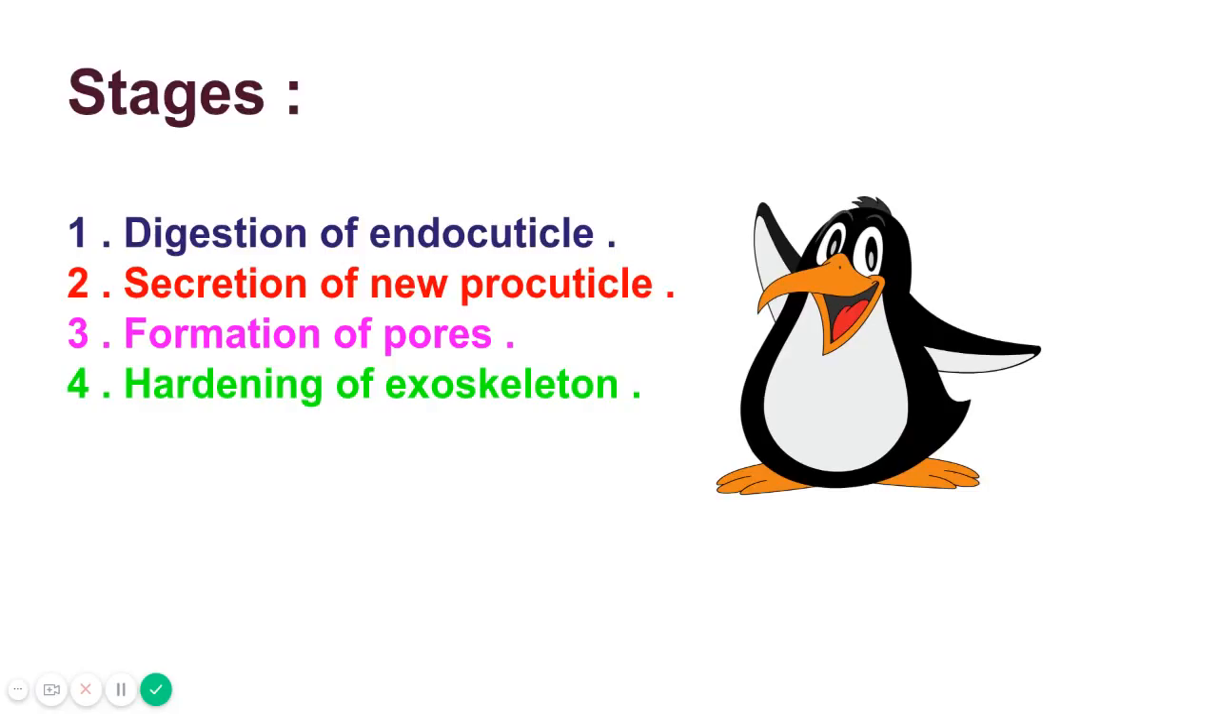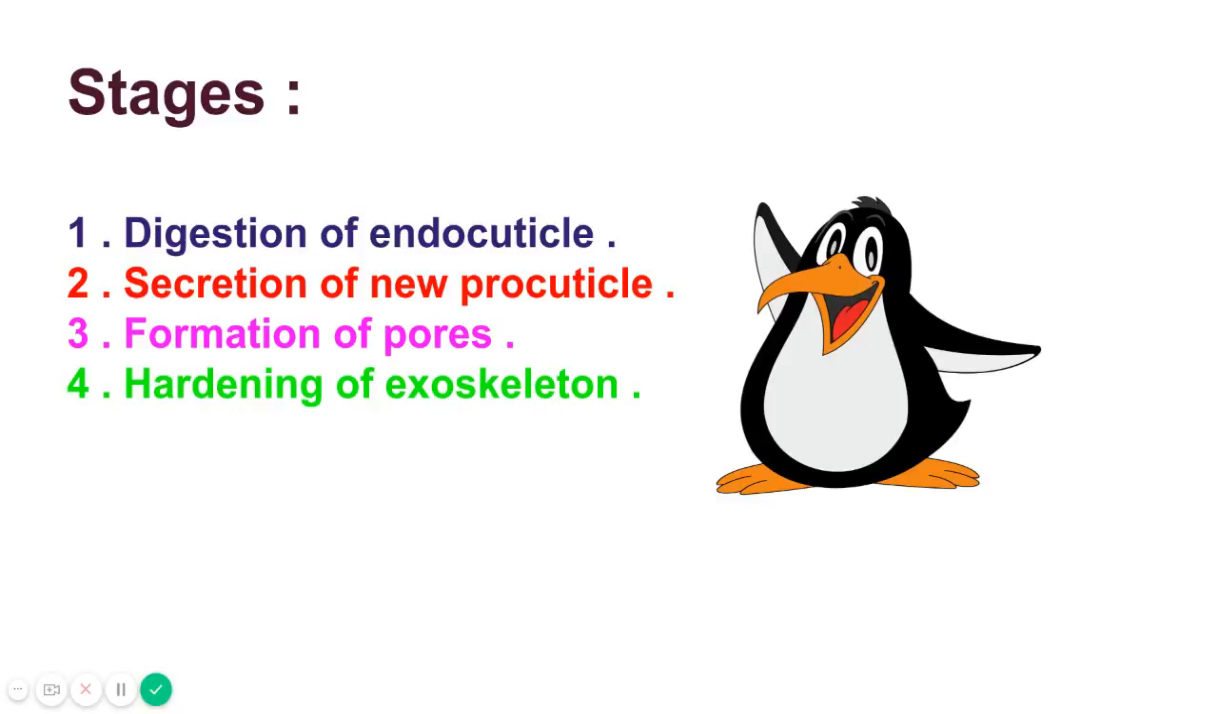There are 4 stages. First stage is digestion of endocuticle. The old endocuticle is digested by the enzyme secreted from the hypodermal glands. The second stage is secretion of new procuticle. The digestion of endocuticle is followed by the secretion of new procuticle and epicuticle.